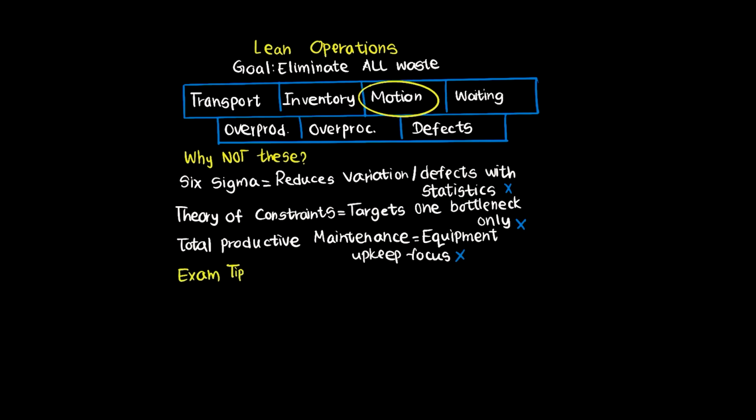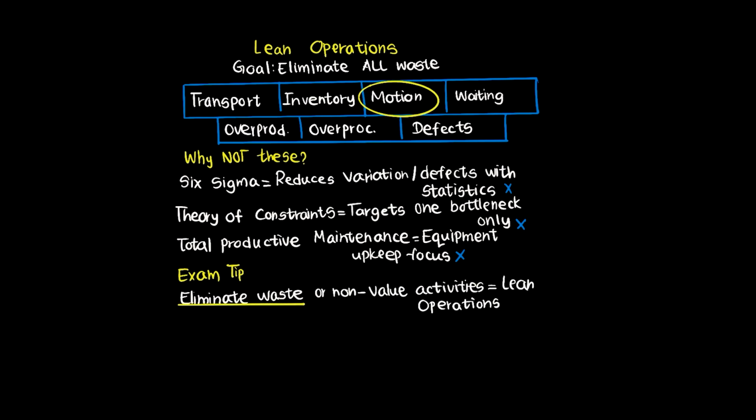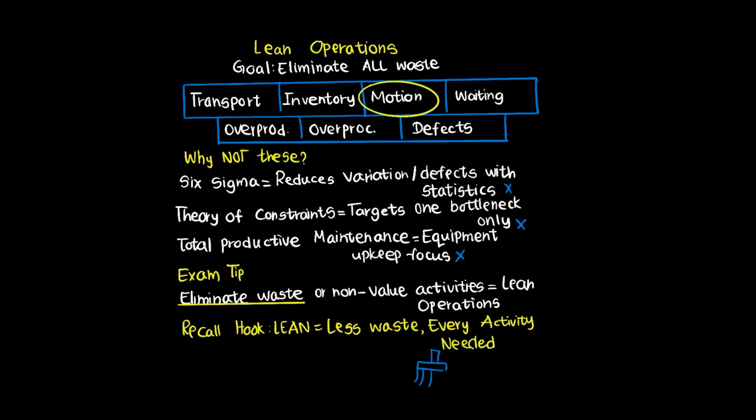Here's a WGU C215 OA exam tip for you. When the question says eliminate waste, remove non-value activities, or mentions unnecessary motion, waiting, or overproduction, the answer is lean operations. Quick recall hook: lean means less waste, every activity needed.